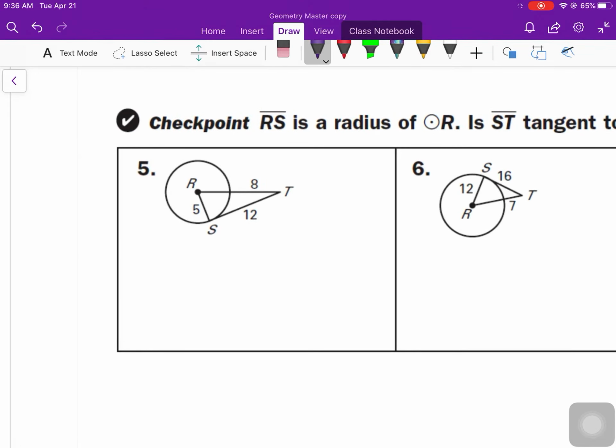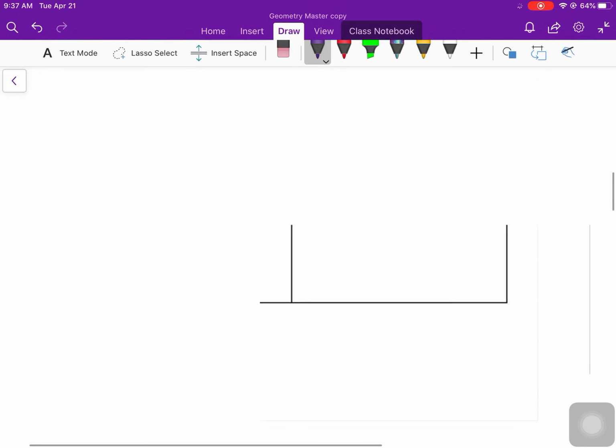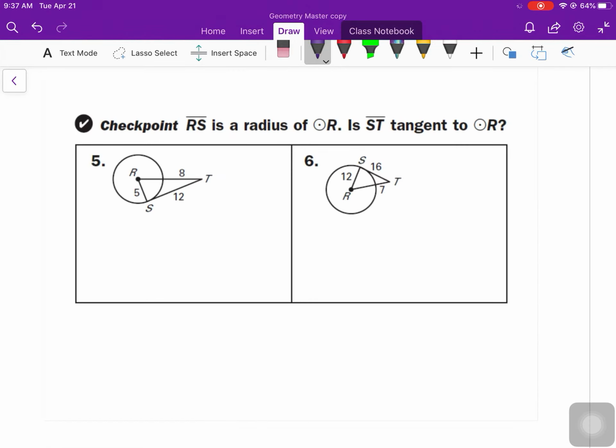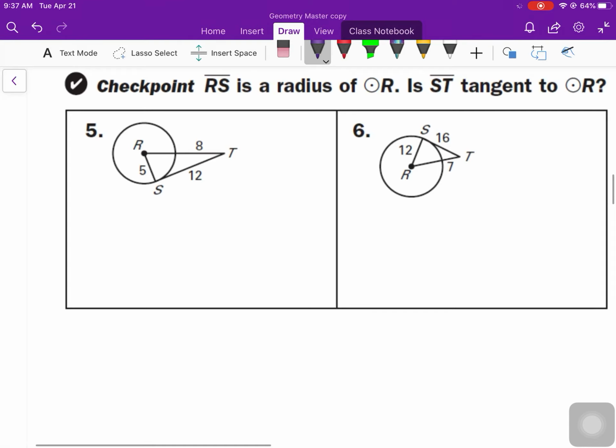Okay, next, RS is a radius of circle R. Is ST tangent to circle R? So exact same idea here, but we've got to be careful. This 8 is only that distance there. So we've got to think about what this distance in red would be, and since that's also a radius, I can say that that's also 5. So this entire thing is 13.